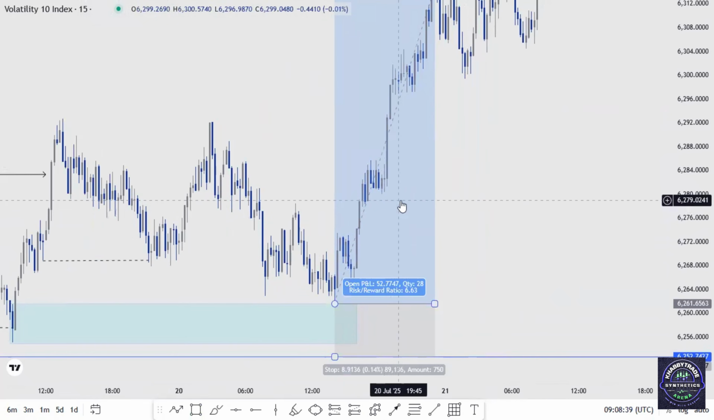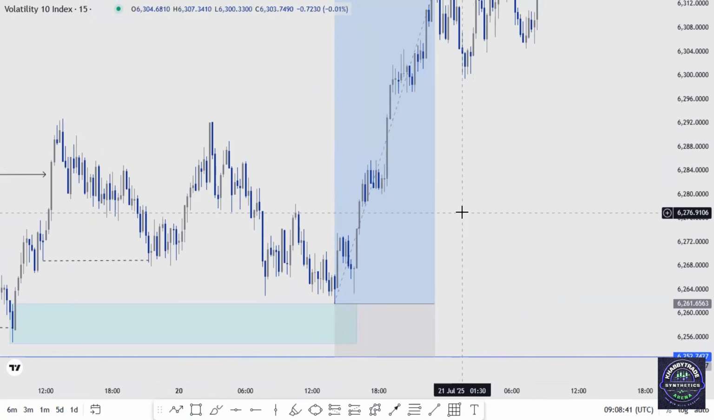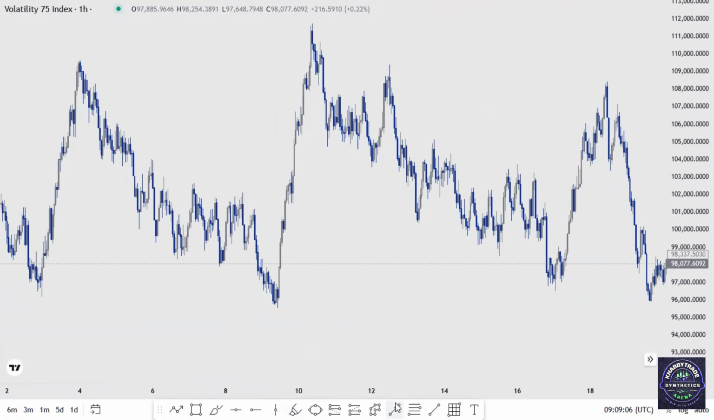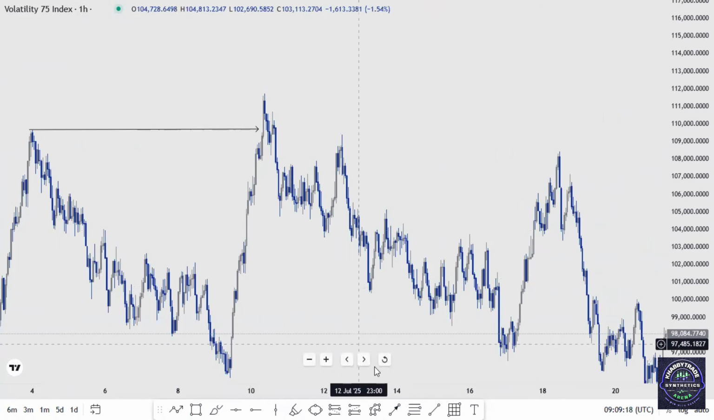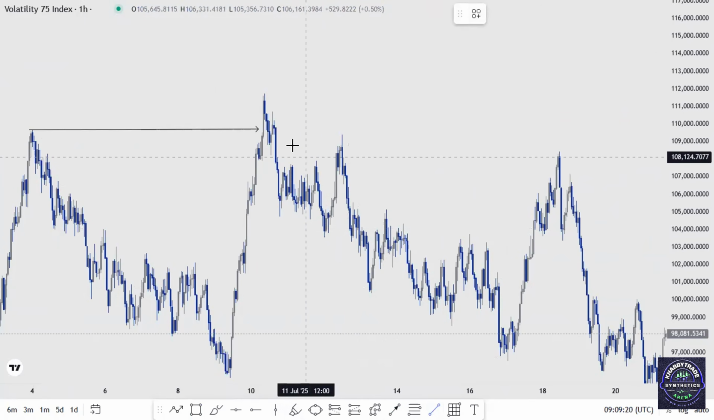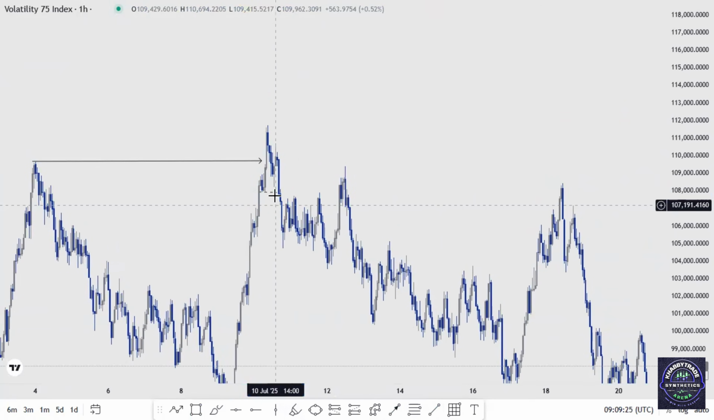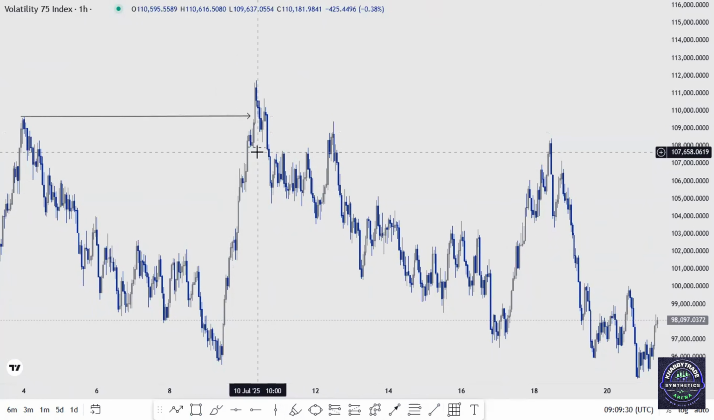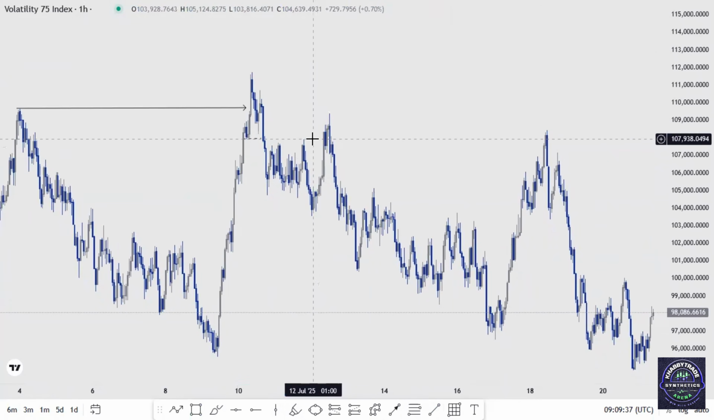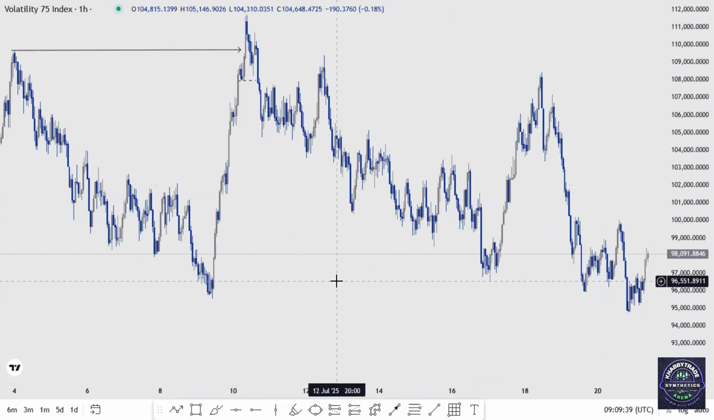This setup, I shared it in the Telegram channel. On Volatility 75, this was a break of structure over here. We had this break of structure. We had this inducement. After the inducement, normally break of structure, I mark it with an arrow, and our inducement, I mark it with broken lines. That's what I used to mark our inducement.